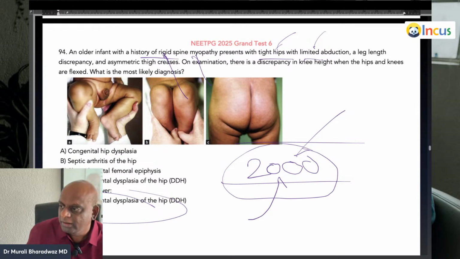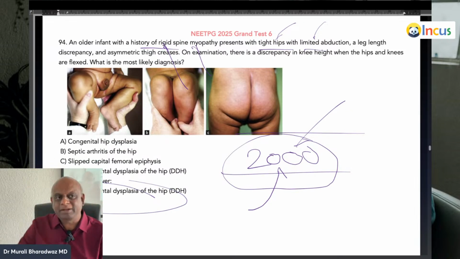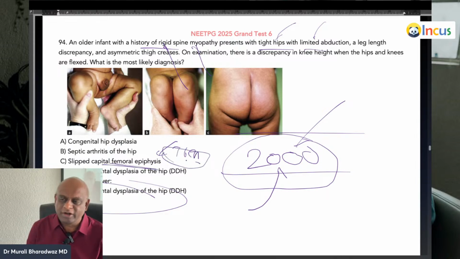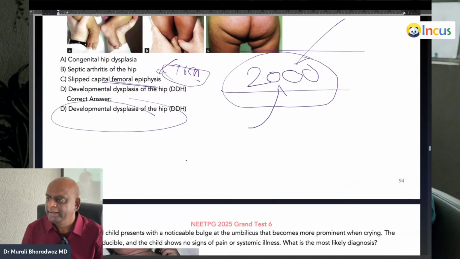Slipped capital epiphysis is in an obese child. It's a different look. Very easy question. This is different. Trendelenburg sign positivity. 20 points will take. Slipped femoral capital epiphysis, we'll discuss it in a regular session.